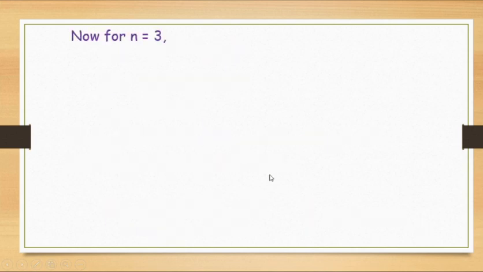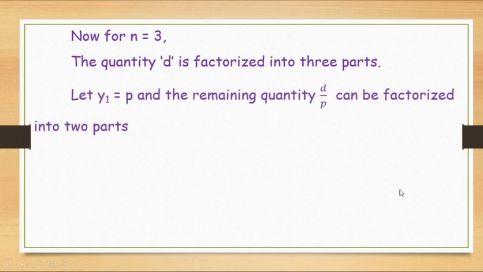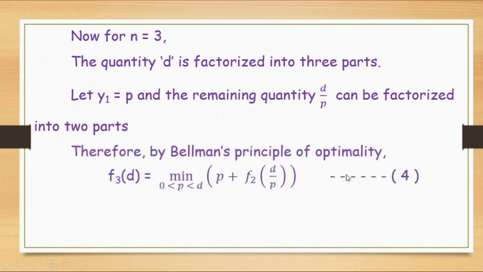Now come to the case for n equals 3. That means the quantity d is factorized into 3 parts. Let y1 is equal to p. That means the first part we take as p, and obviously the remaining part will be d by p, and that d by p part can be further factorized into 2 parts. Therefore, by Bellman's principle of optimality, we can write f3 of d is equal to minimum over 0 less than p less than d of p plus f2 of d by p. Equation number 4.